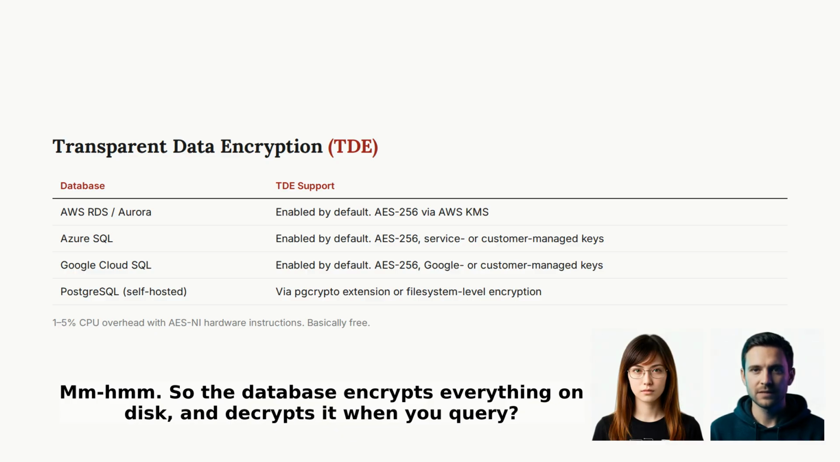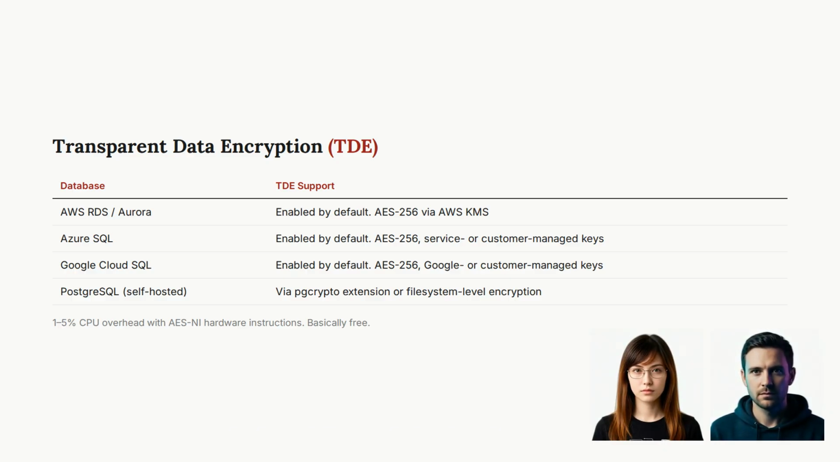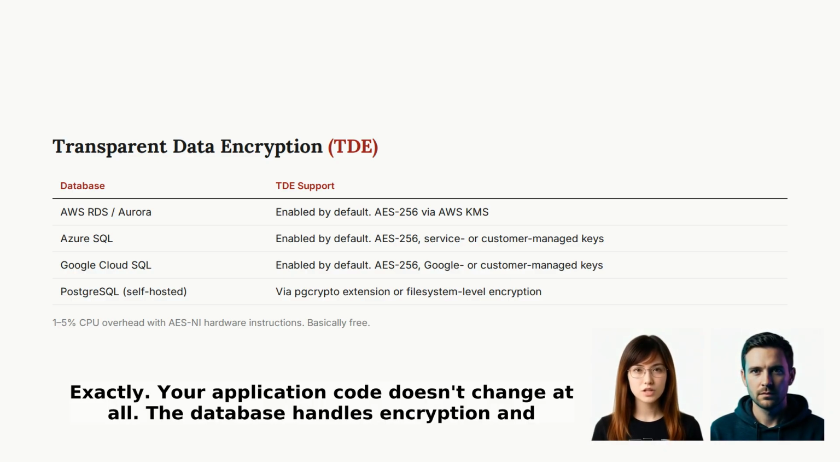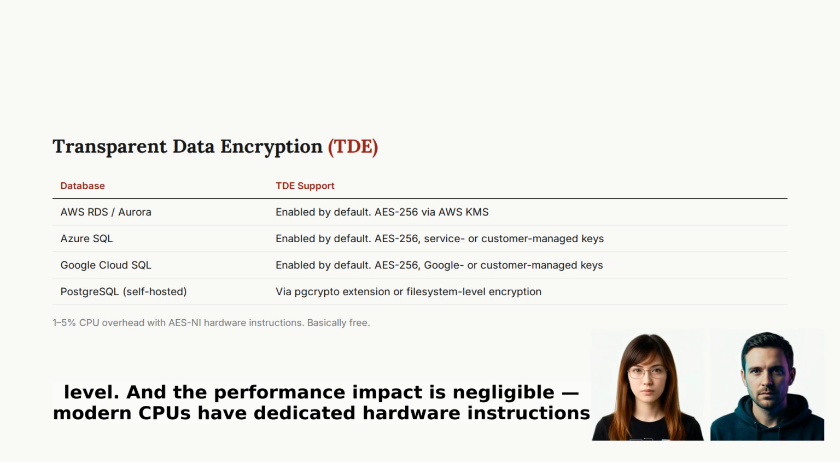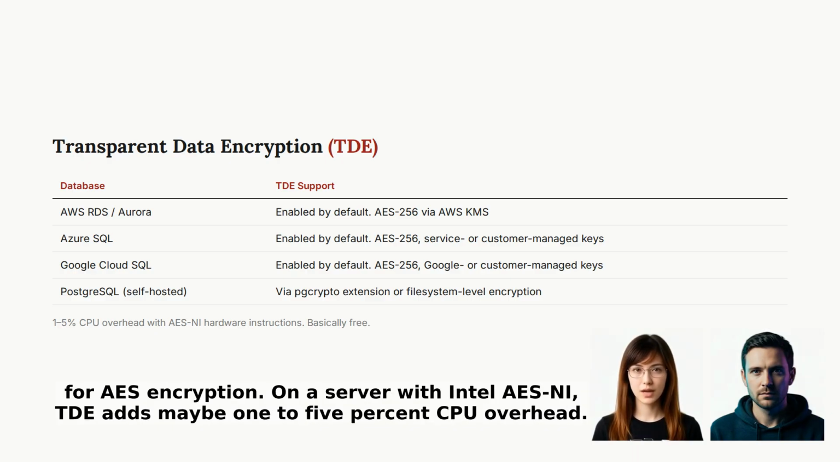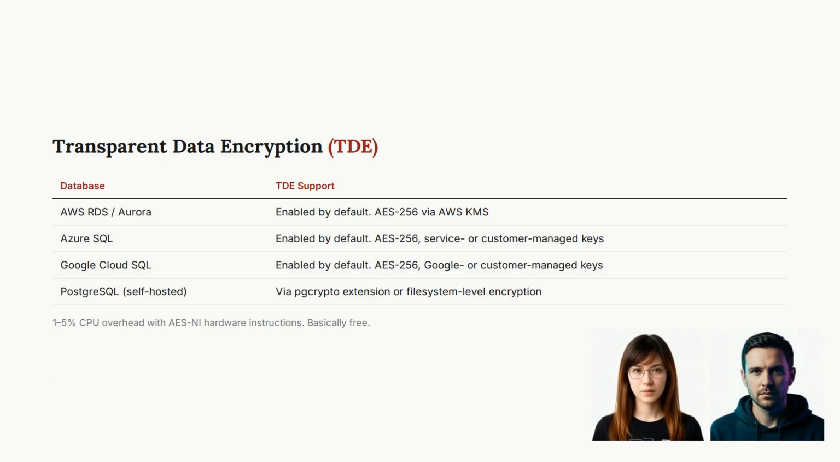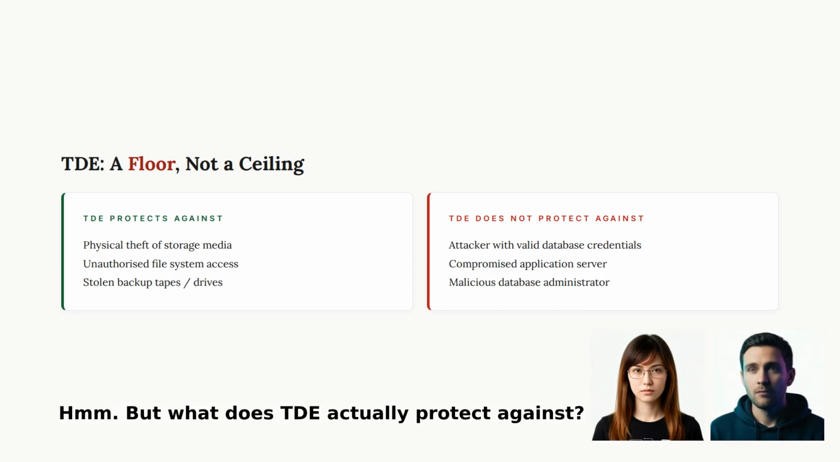So the database encrypts everything on disk and decrypts it when you query. Exactly. Your application code doesn't change at all. The database handles encryption and decryption transparently. Data files, transaction logs, backups, all encrypted at the storage level. And the performance impact is negligible. Modern CPUs have dedicated hardware instructions for AES encryption. On a server with Intel AES-NI, TDE adds maybe 1 to 5% CPU overhead. Basically free.